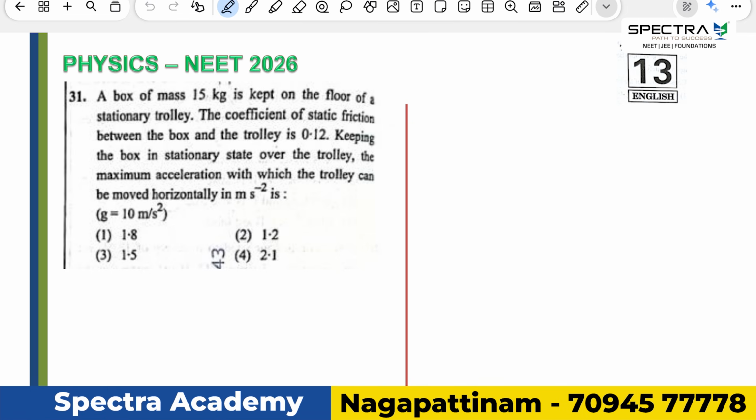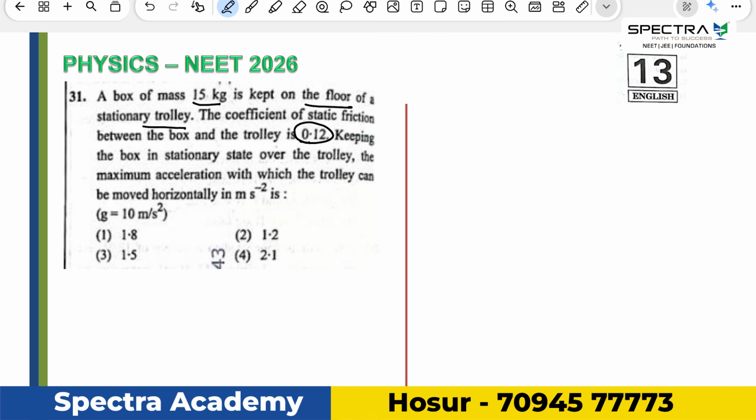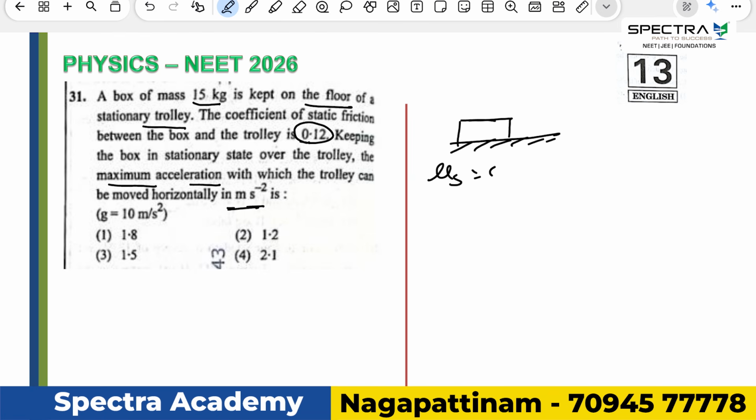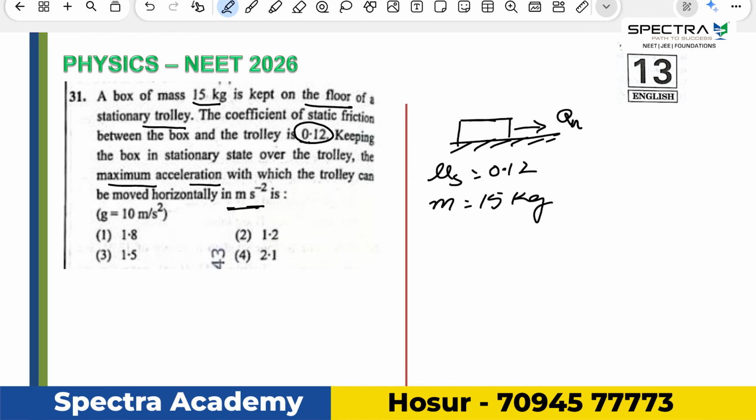A box of 15 kg is kept on the floor of a stationary trolley. The coefficient of static friction between the box and the trolley is 0.12. Keeping the box in stationary state over the trolley, the maximum acceleration with which the trolley can be moved horizontally, in meter per second square. So see here, we have learned that whenever a trolley is placed on a frictional surface, what is the coefficient of friction they have given? Let us say mu s, which is equal to 0.12, and what is the mass they have given? It is 15 kg, and they are asking us to calculate the maximum.